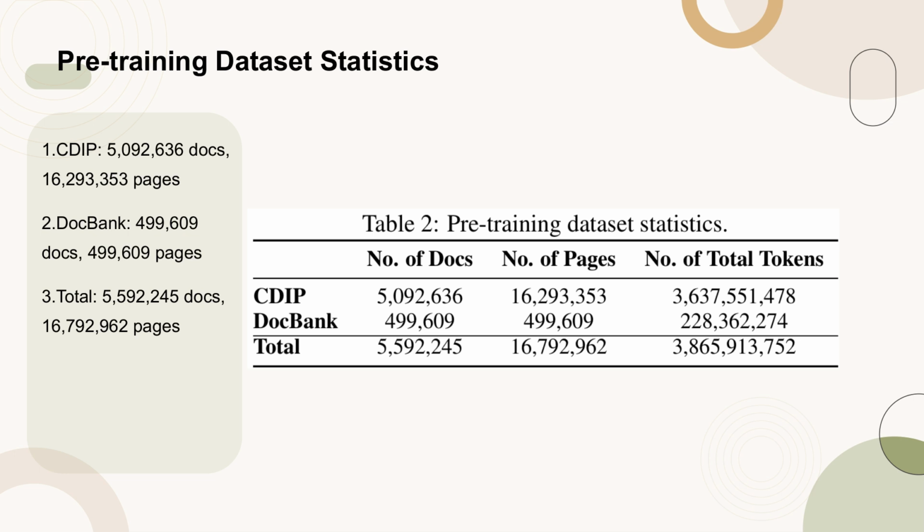It includes details on the number of documents, pages, and total tokens for two primary sources, CDIP and DocBank. CDIP consists of over 5 million documents and more than 16 million pages, while DocBank includes 500K documents, each with a single page. The total number of documents across both datasets is approximately 5.6 million, with a combined total of 16.8 million pages and 3.9 billion tokens.